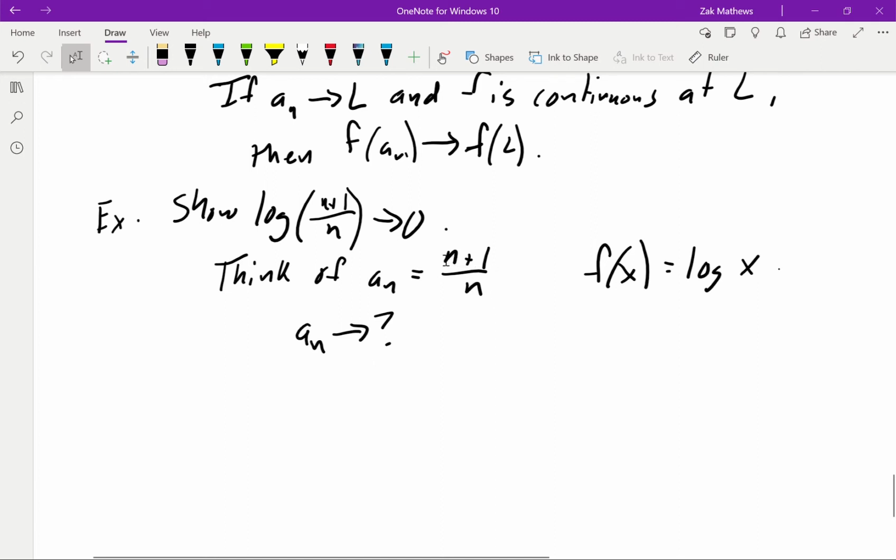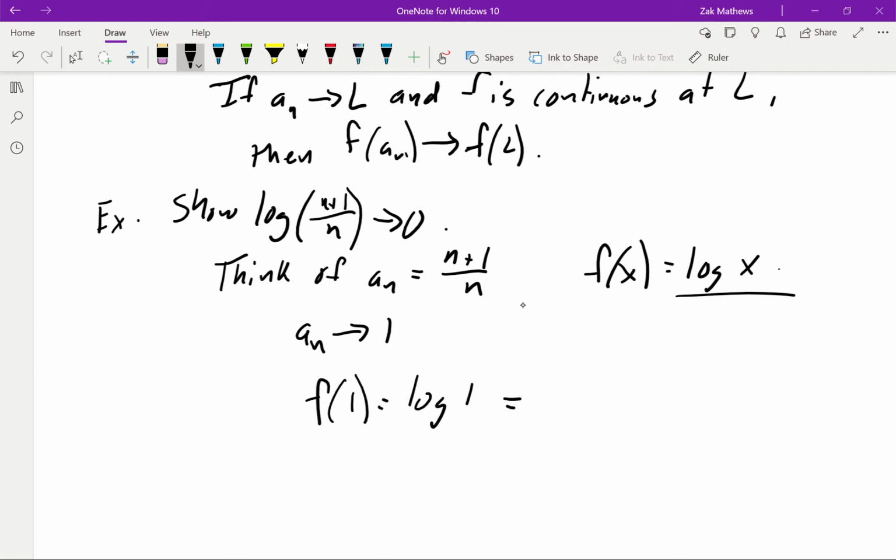With a million, a million plus 1 is 1,000,001 over a million. Now we're within 1 by just a few thousandths of a decimal place. And so what we're seeing is that a_n is going to 1. Because our sequence has a limit value of 1, and because log is continuous at that 1, we can take f of 1, and the log of 1 is equal to 0.